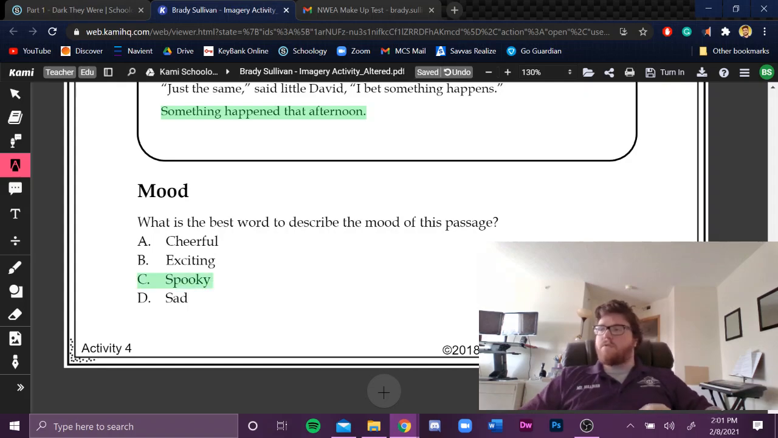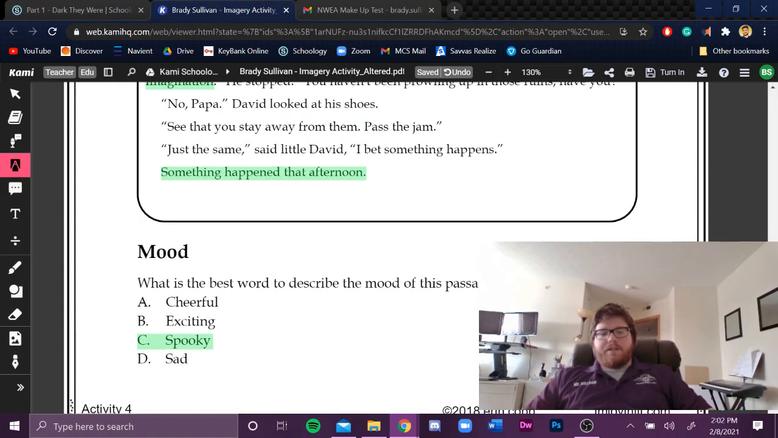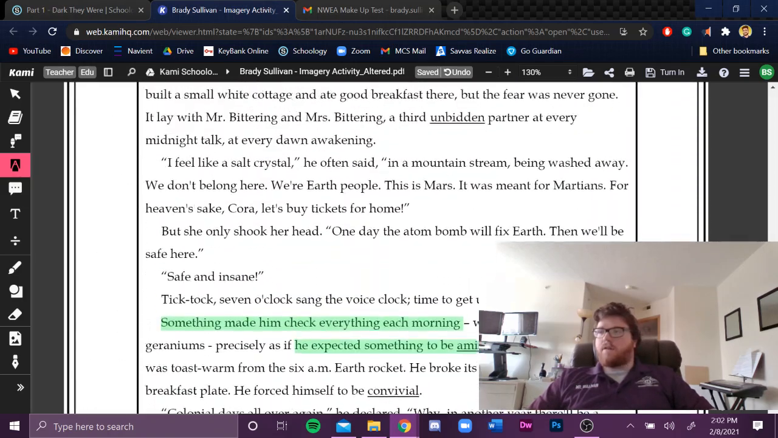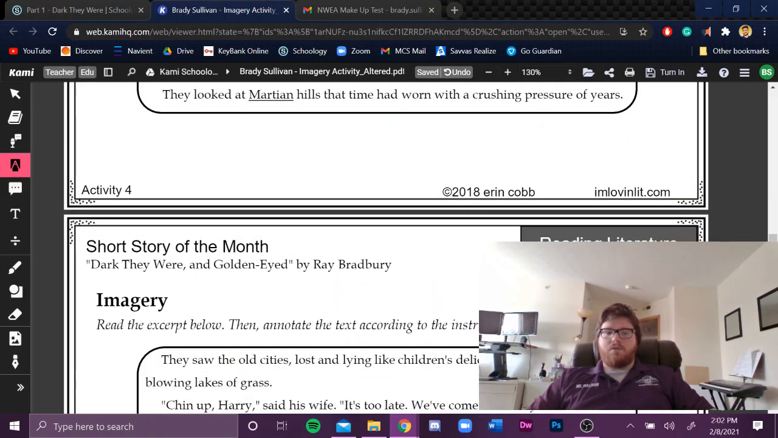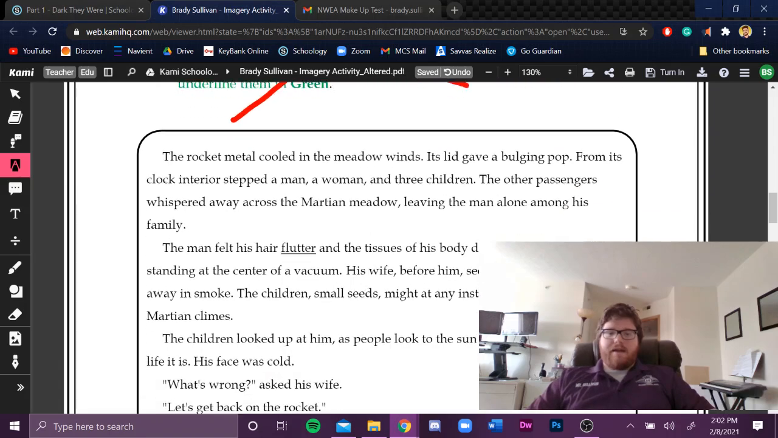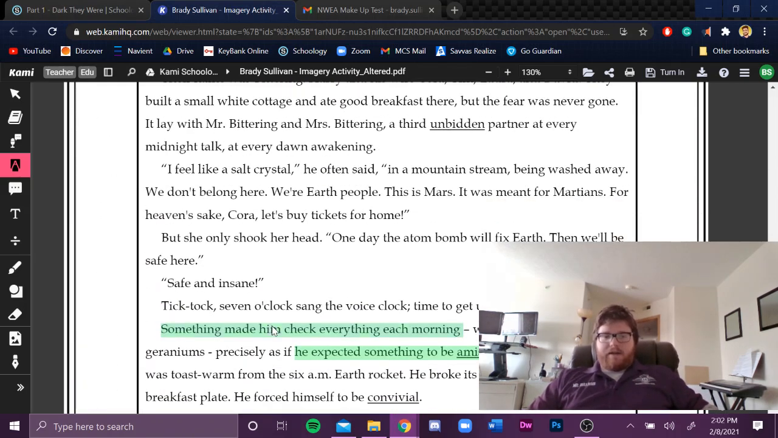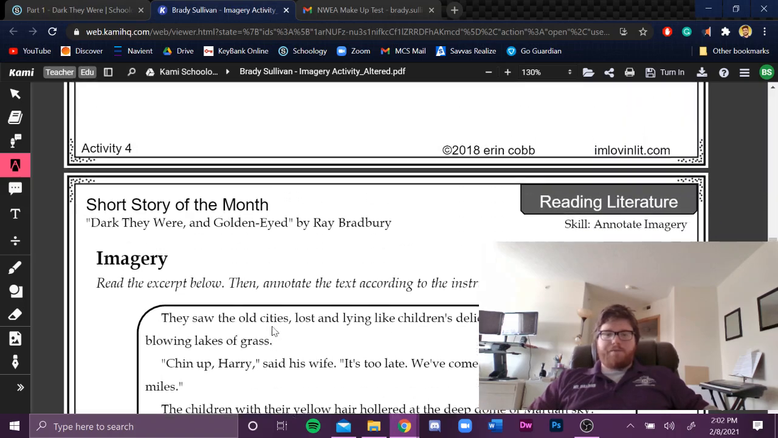Okay, the mood of this piece is spooky. You saw as I was going through this several highlights. All of these highlighted words and phrases are part of what makes this so spooky and creepy as we read through it. Let's go back through a couple more because I only left half of them on here.